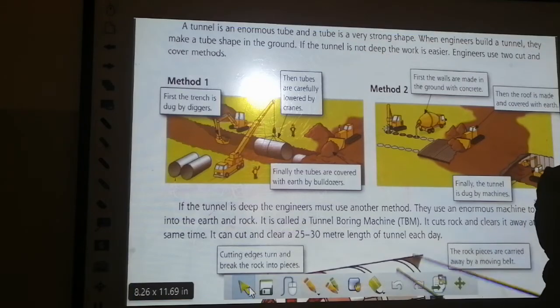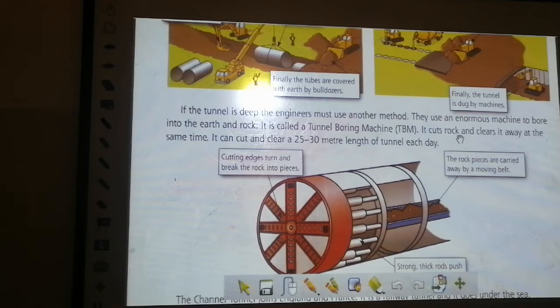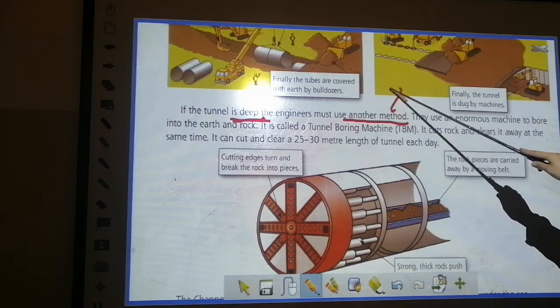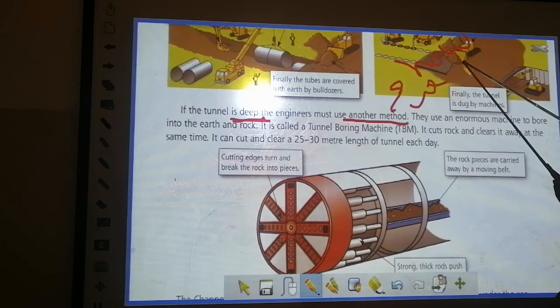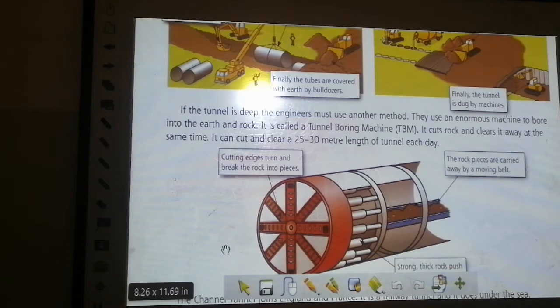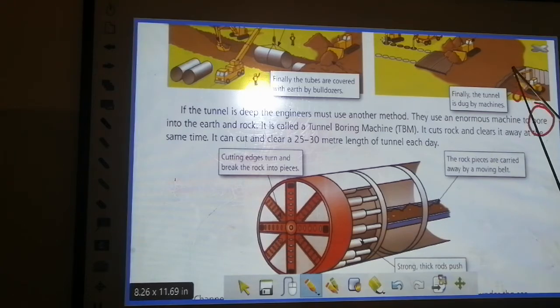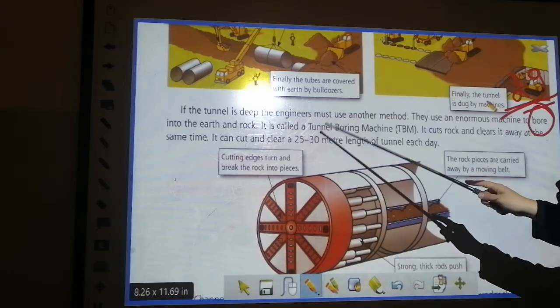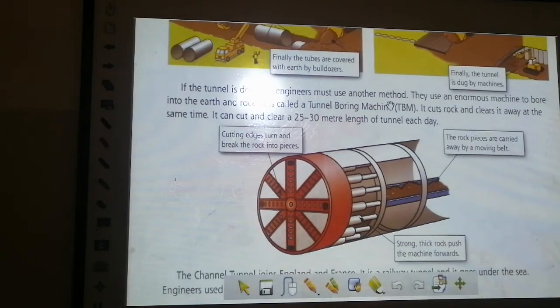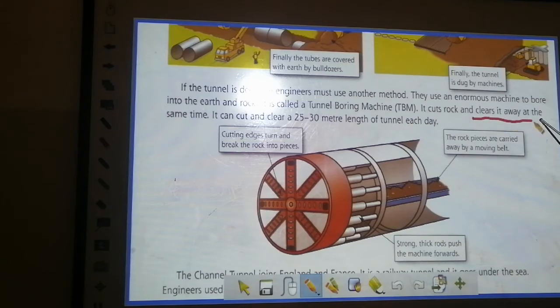So if we have very deep earth, if I must go deep in the ground, what do the engineers do? If the tunnel is very deep, the engineers must use another method. The meaning of method is how we do something, in Arabic طريقة. They use an enormous machine, very huge, to bore. Here the meaning of bore is dig, the same meaning, into the earth and rock. It's called a tunnel boring machine, TBM for short. What can it do? It cuts rock and clears it away.